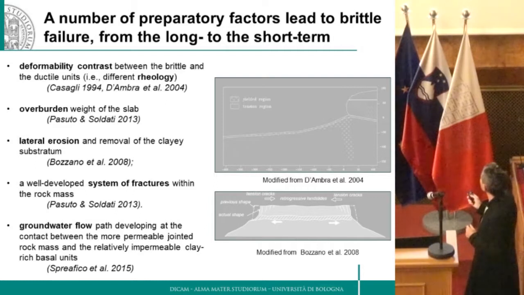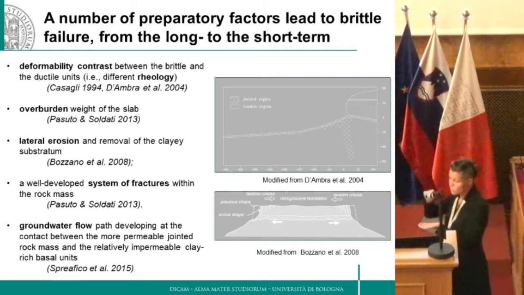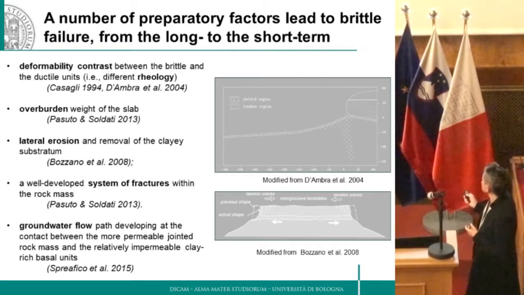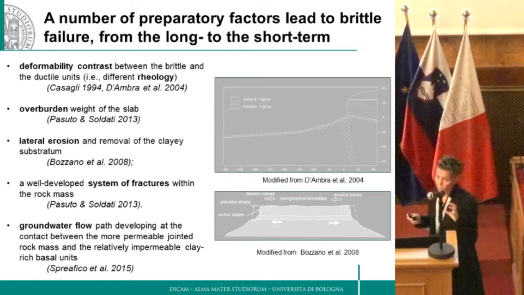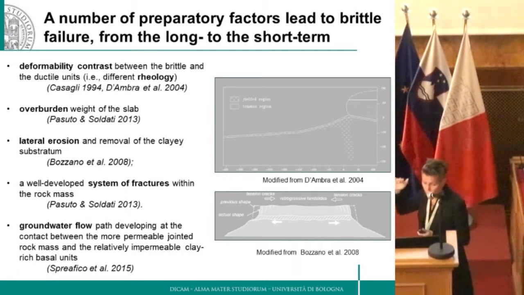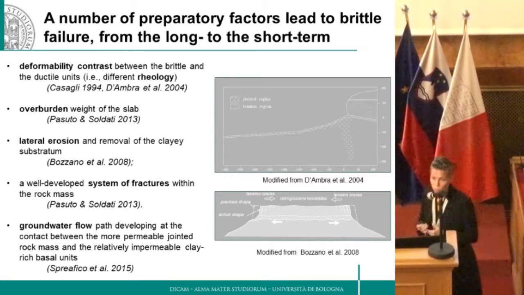Then some authors propose the overburden caused by the cap rock on soft overlying clays. Some authors deal with lateral erosion, so the removal of material at the borders, or the presence of fractures in the cap rock. Recently, we have also worked on the role of groundwater hosted within the slab. So we actually try to find if there is evidence of these different preparatory factors with respect to our case study.